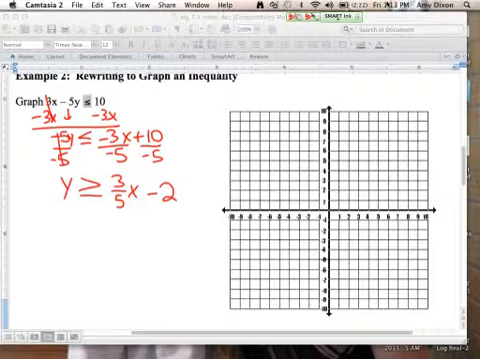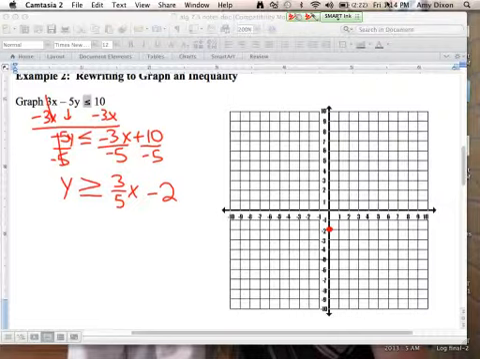So here's our new inequality. You cannot forget the rule when you're dealing with inequalities. If you have to divide both sides by a negative number, then you have to flip that inequality symbol. That's very important that you remember that. Okay? Now we're ready to graph this line. Where do we start? Negative 2. We put negative 2 on the y-axis.